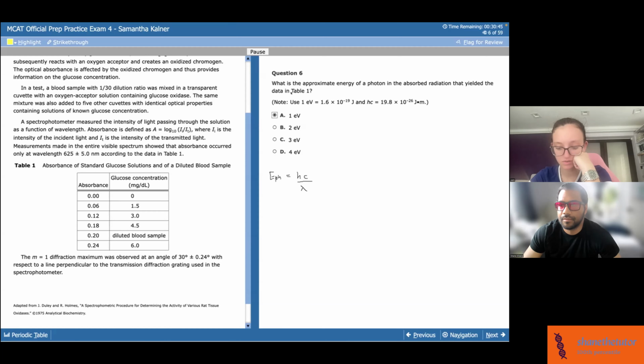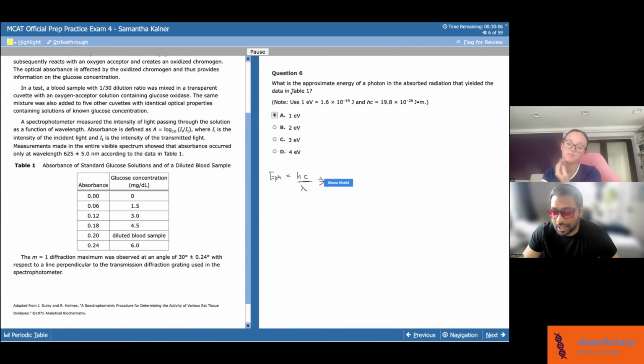Is it easier to solve for the frequency? Remember, if you have wavelength, you could solve for frequency or energy, but they're asking us to find energy, so we can just solve for that. So we have hc over lambda. We know what hc is in joules and meters. We have lambda in nanometers. We want lambda to be in meters.